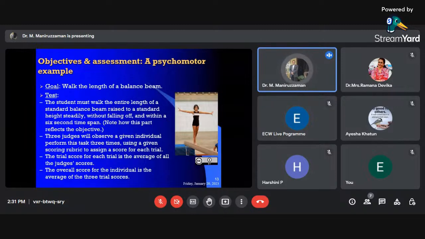3, for the person who works the beam but is somewhat unsteady, may pause 1 or 2 times, takes more than 6 seconds to complete the work. And 2, for the person who works the beam but is very unsteady, almost falling off, may pause 1 or 2 times and or takes more than 6 seconds. 1, for the person who falls off the beam before completing the work, and 0 for the person who falls off the beam immediately.